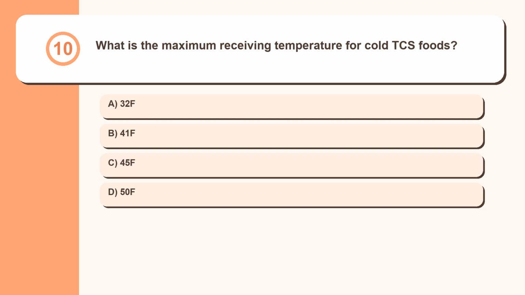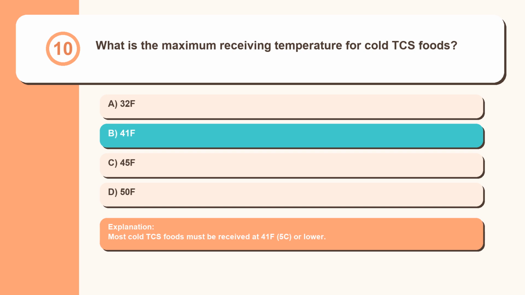Question 10. What is the maximum receiving temperature for cold TCS foods? 32°F, 41°F, 45°F, or 50°F. Most cold TCS foods must be received at 41°F, 5°C, or lower.